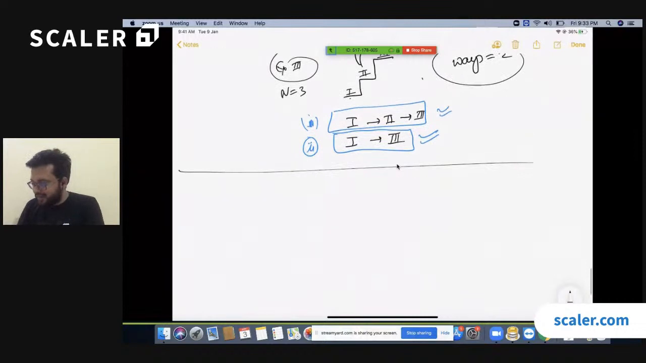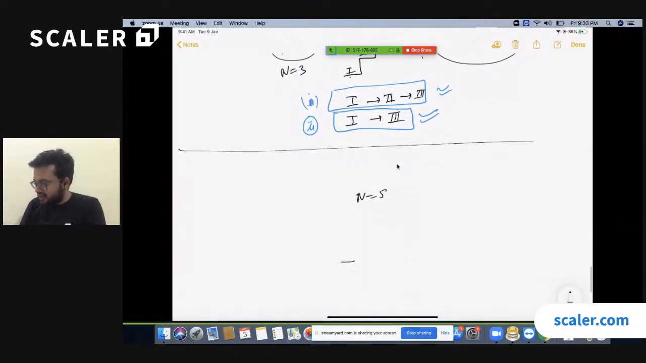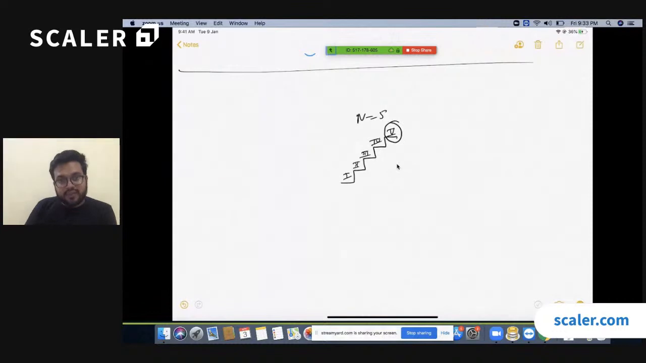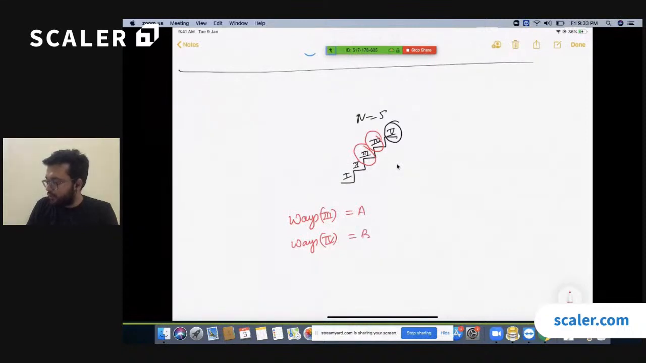Let's take any bigger problem. Let's take n equal to 5. Let's assume that you had 5 stairs: 1, 2, 3, 4, and 5. Now let's assume you want to compute the number of ways to reach the 5th stair from the first stair, and somehow you already know the answer to the number of ways to reach the 4th stair and the number of ways to reach the 3rd stair. Let's say somebody told you that the number of ways to reach the 3rd stair is equal to A, and the number of ways to reach the 4th stair is equal to B.